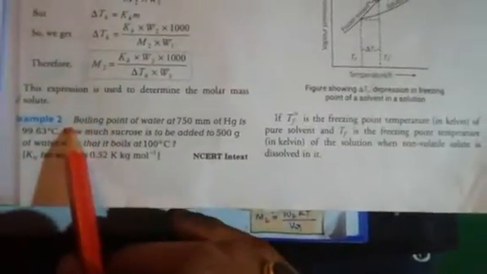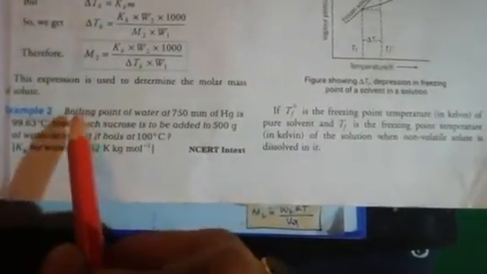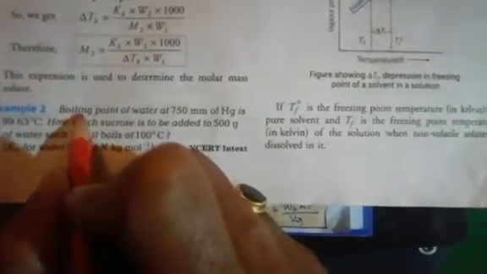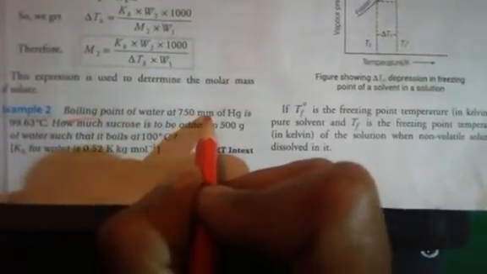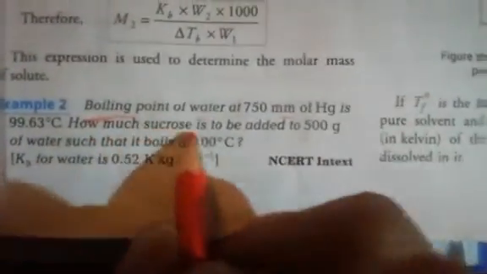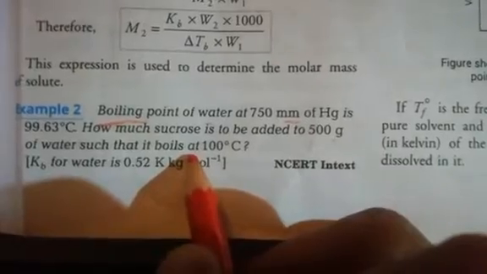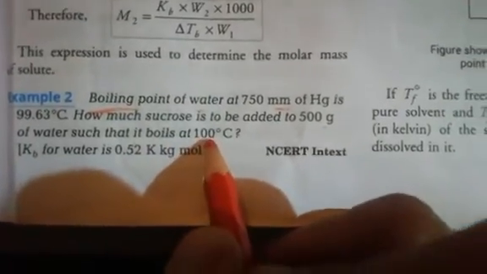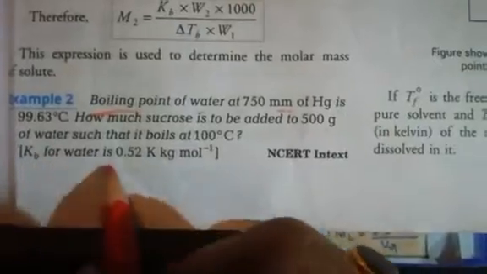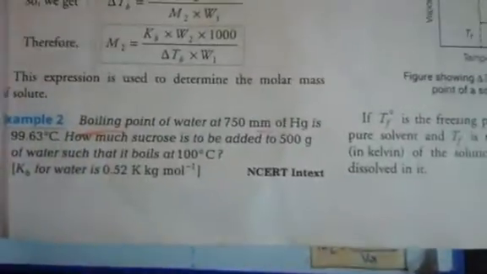So for example, we will take this example to discuss a numerical related to elevation in boiling point. The numerical is: the boiling point of water at 750 mm of Hg is 99.63 degrees Celsius. How much sucrose is to be added to 500 gram of water such that it boils at 100 degrees Celsius, where Kb of water is 0.52 Kelvin kilogram per mole. So according to the formula, since the boiling point is changing, we apply the formula for elevation in boiling point.